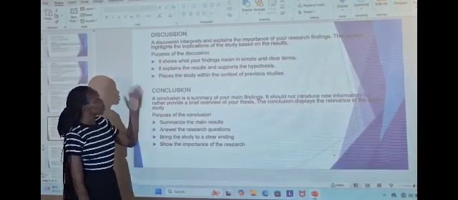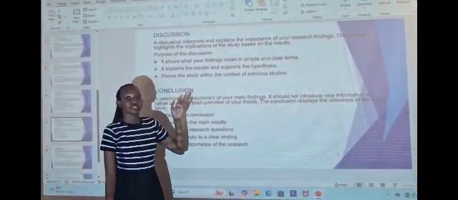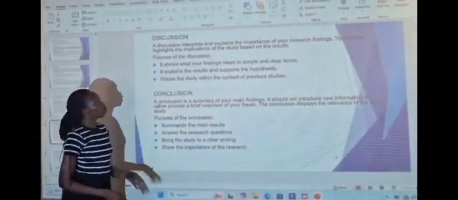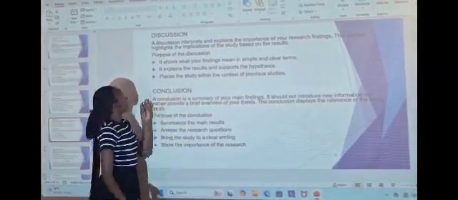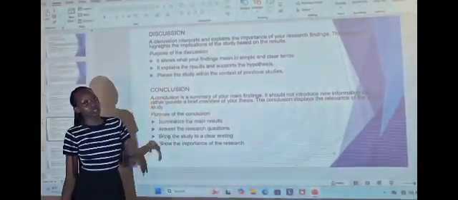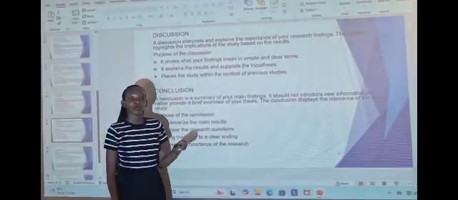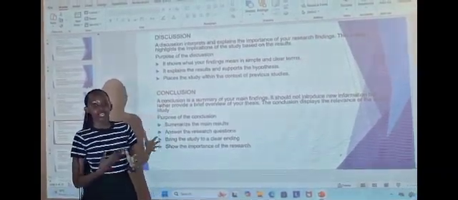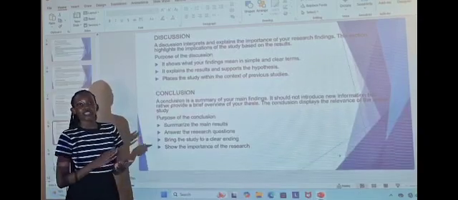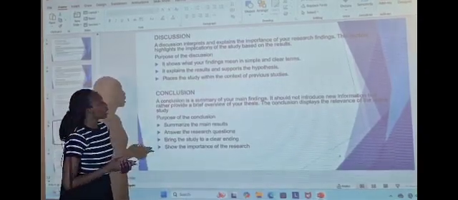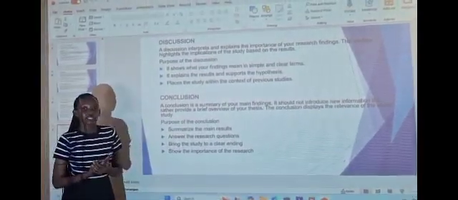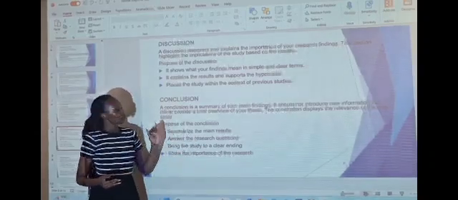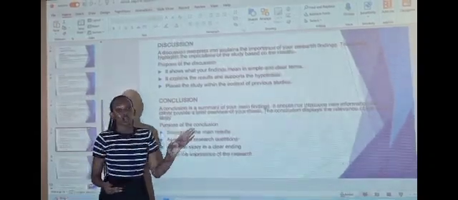Alright, I'll be taking you through discussion and conclusion. In a discussion, you basically interpret and explain your findings in clear and easier terms. You also explain your results and support your hypothesis. You also place your study within the context of previous studies by showing how they relate to or differ from what other researchers have discovered. In conclusion, you summarize your main results, answer the research questions, bring the study to a clear ending, and also show the importance of your research.